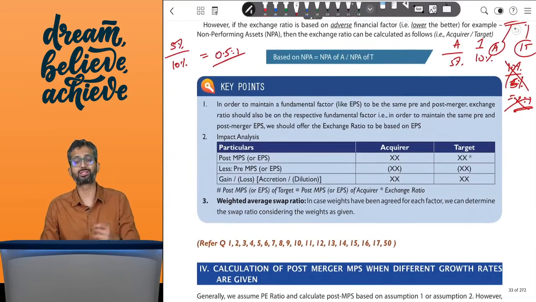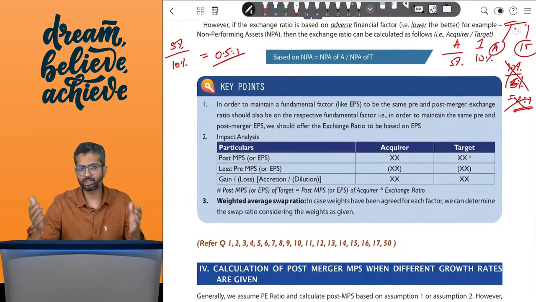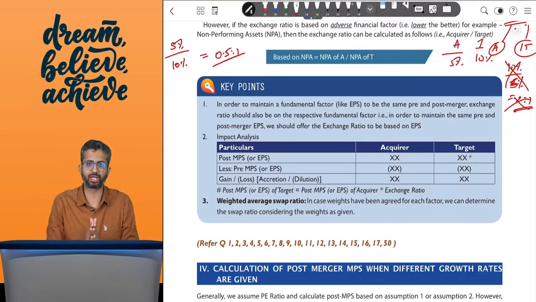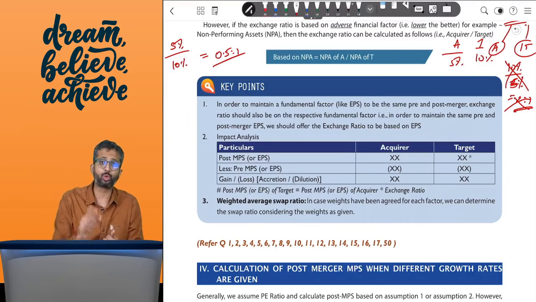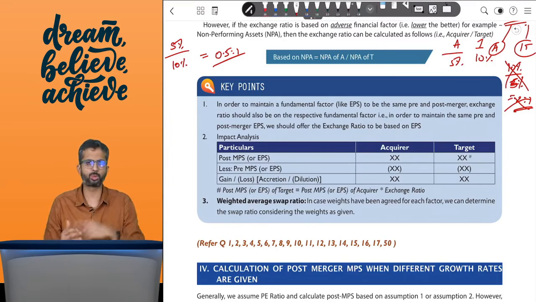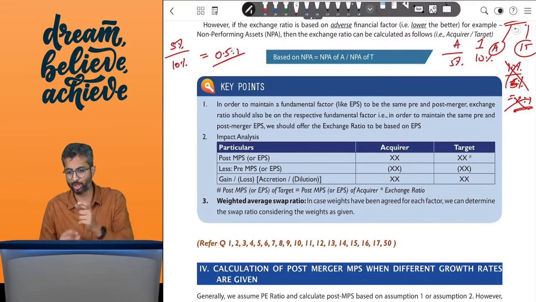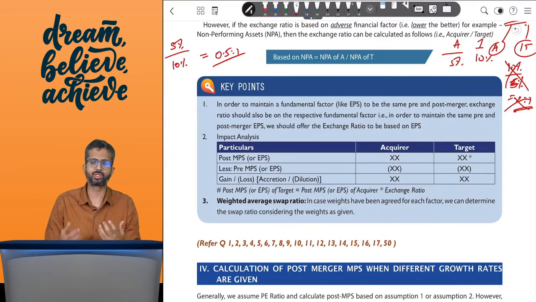Further, sometimes the question asks you to do impact analysis or to find the gain or loss if your transaction, for example, goes through. Now, that impact can be calculated as the post-merger market price minus the pre-merger market price, or post-merger EPS minus the pre-merger EPS, or post-merger book value per share minus the pre-merger book value per share. So you'll do post minus pre, and then you will get a gain if positive, loss if negative.